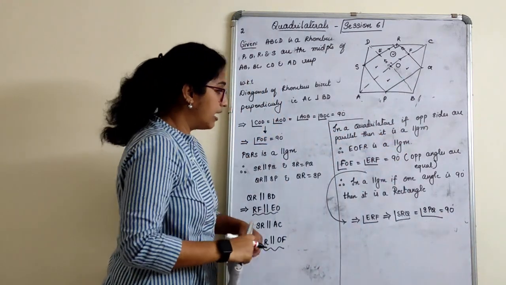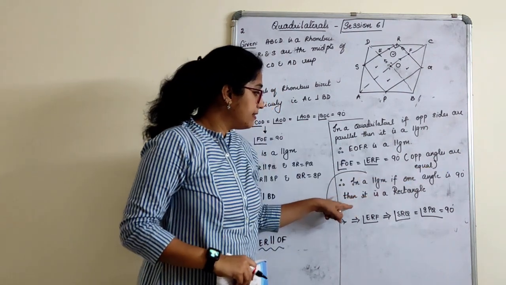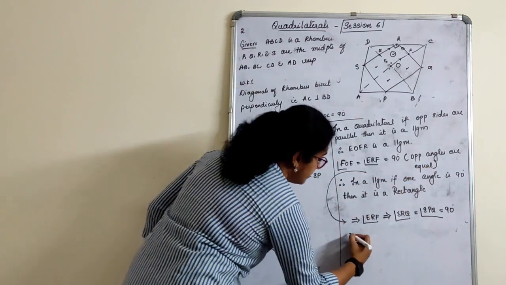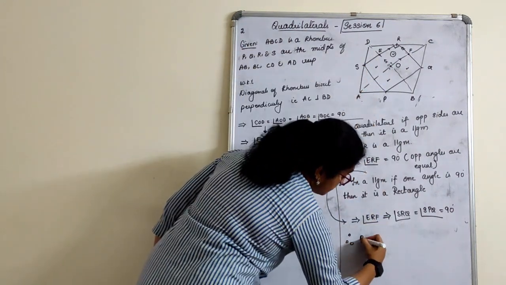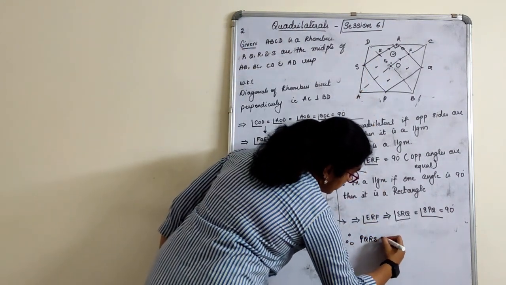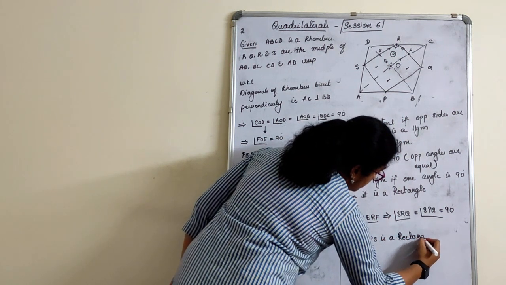Now, is it very clear? In a parallelogram, if one angle is 90 degrees, then it is a rectangle. Therefore, PQRS is a rectangle. Proved?